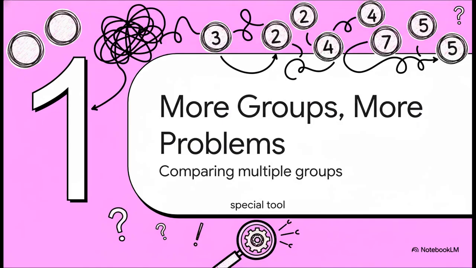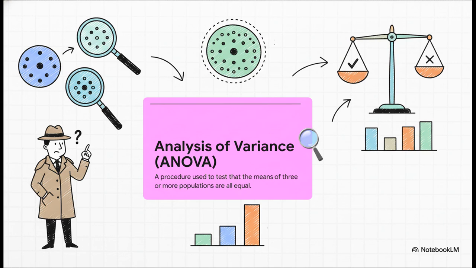You see, comparing just 2 things is one thing. But what happens when you have 3 groups, or 4, or even more? Suddenly, things get a whole lot trickier. You can't just eyeball it. You need a specialized tool for the job, and that's where our investigation really kicks off. And that special tool has a name, analysis of variance, or as we'll be calling it, ANOVA.